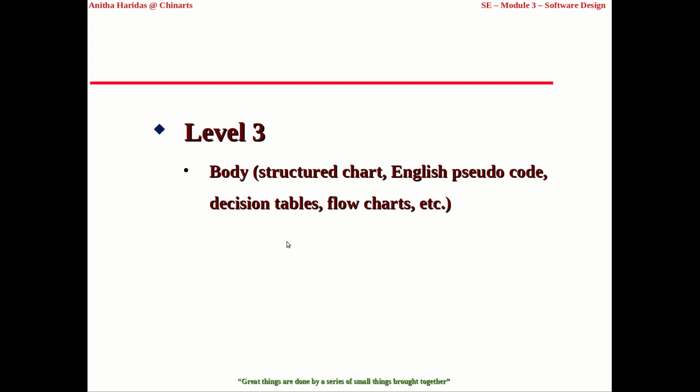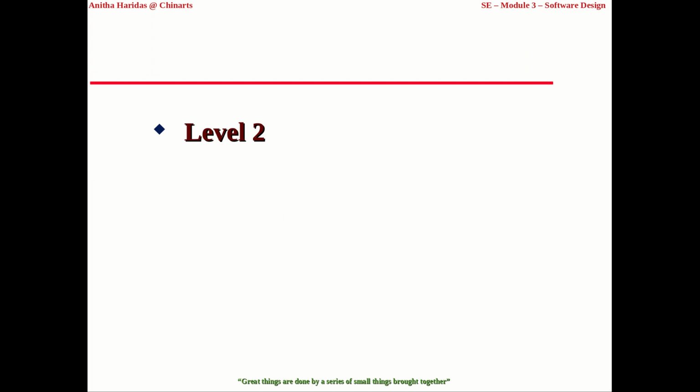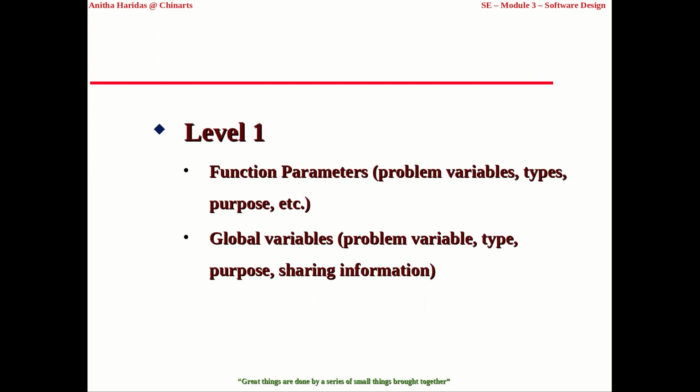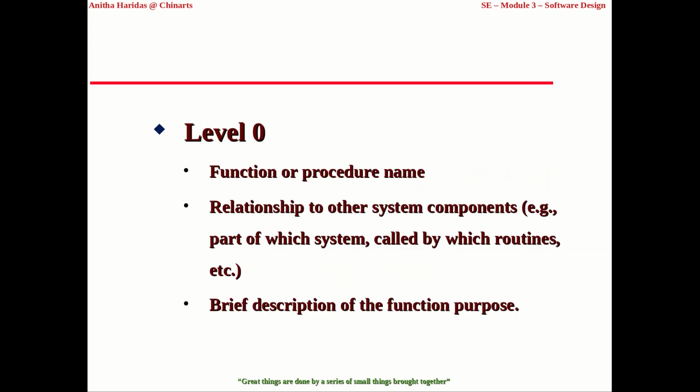So in general, the functional procedure layers can have 4 different layers starting from 0 to 3. So level 0 will have the function or procedure name, the relationship to other system components, and the brief description of the function's purpose. Then you will also have the date and author of that particular function.